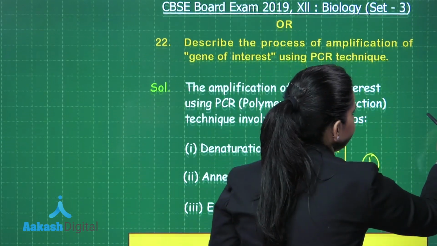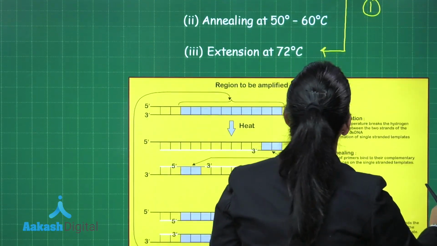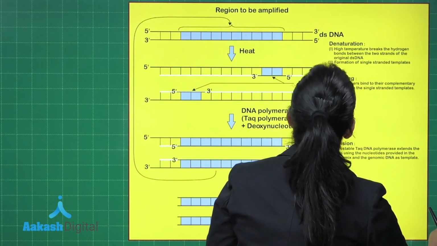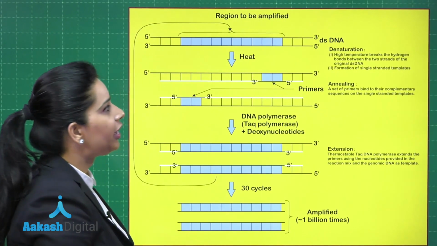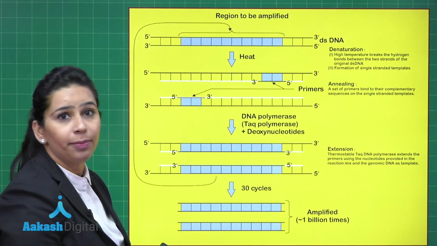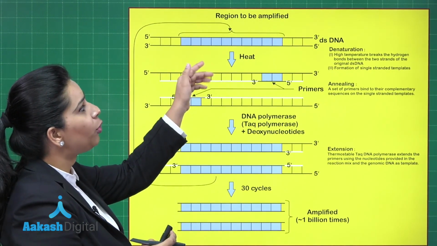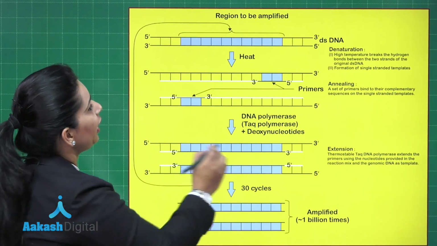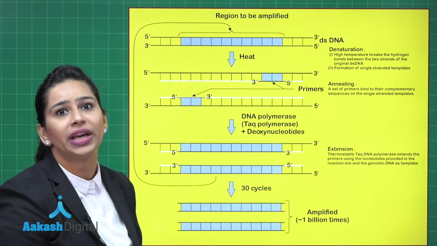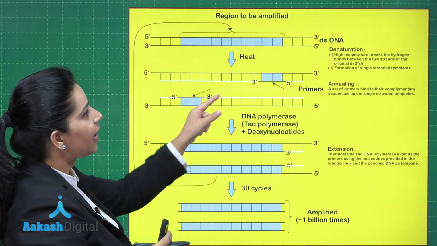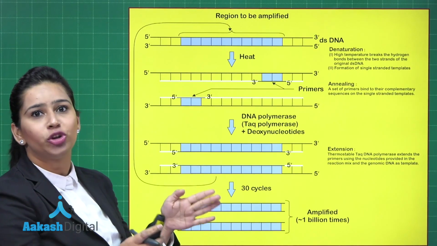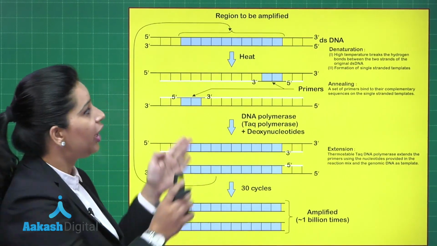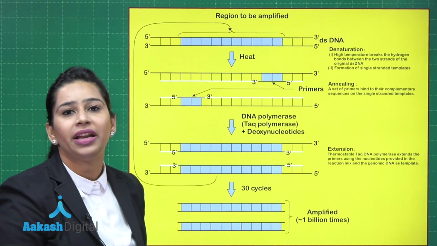And next is the diagrammatic representation of the process of PCR explaining these 3 steps. So here you can see the first step, denaturation, where the high temperature breaks the hydrogen bonds between the 2 strands of original double-stranded DNA and will give us 2 copies of single-stranded DNA. Now the next step is annealing. Annealing is actually the attachment of 2 sets of primers to the single-stranded DNA templates.